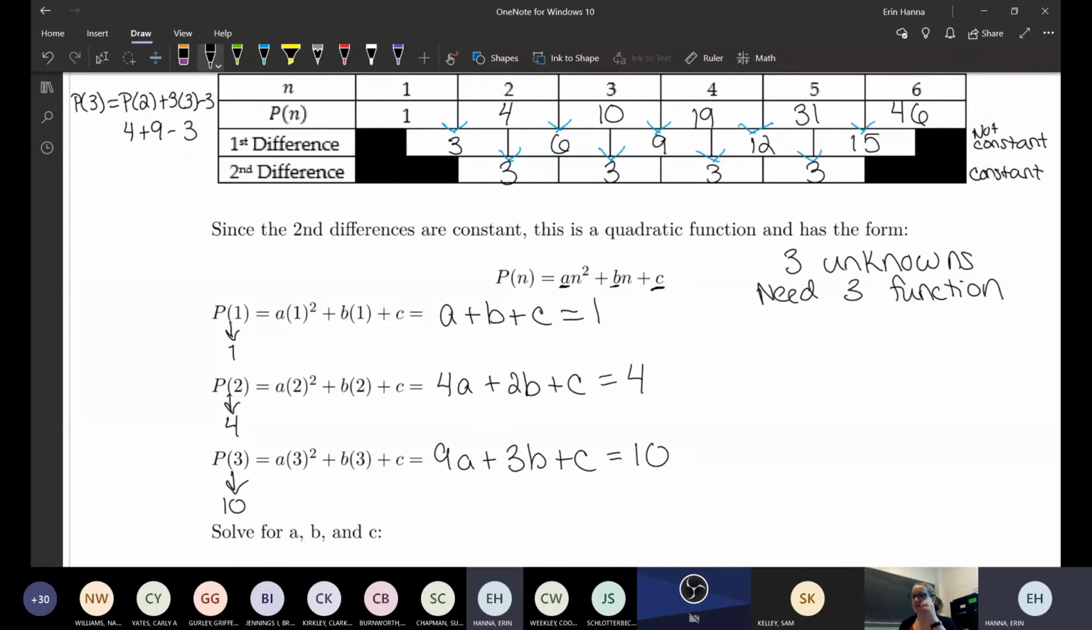The reason we're setting those equal to those values is because we want the non-recursive function that matches. So we need to match up. Plugging in 1 has to give us 1. Plugging in 2 has to give us 4. Plugging in 3 has to give us 10, or else it's not going to match. Hopefully that made sense. So now we need to do lots of algebra to solve for A, B, and C.